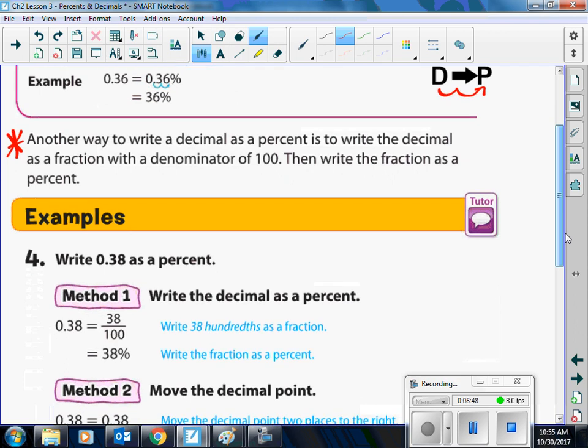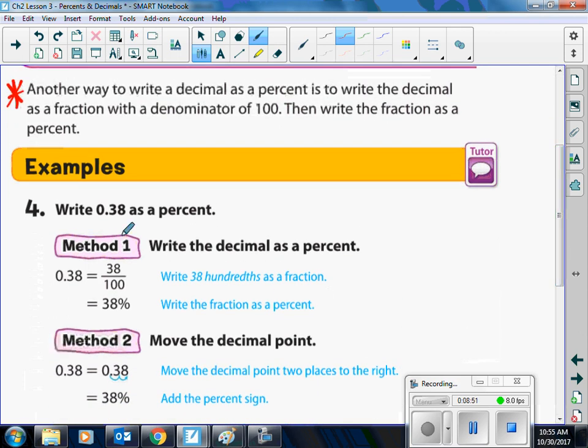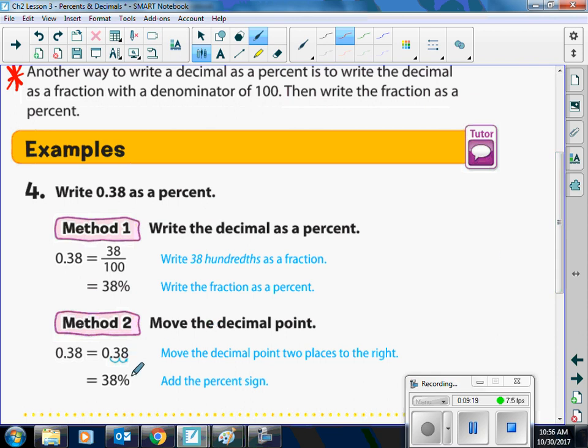So, for example 4, there's 2 methods. We can first write the decimal as a fraction. So we've got 0.38, if I read it correctly, is 38 hundredths. So that's 38 over 100. Now, this is 38 per 100, right? So that means 38%. Is everybody clear? All right. And then for method 2, you can just move the decimal point 2 places to the right, and we end up with 38%.